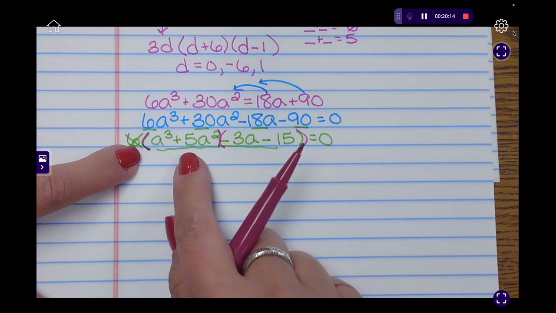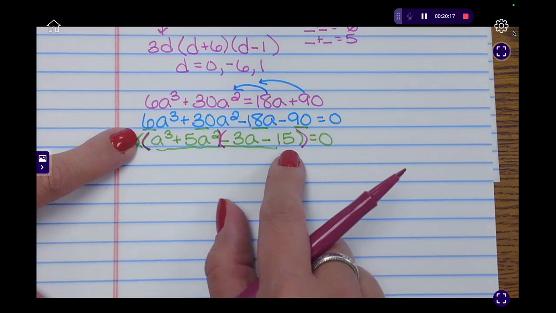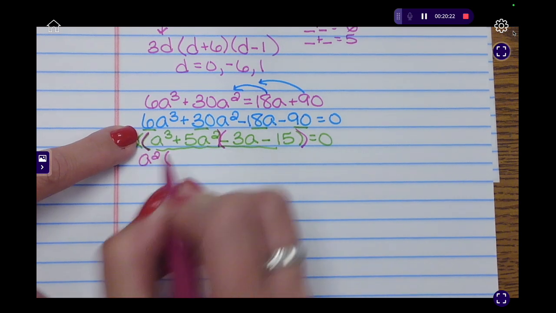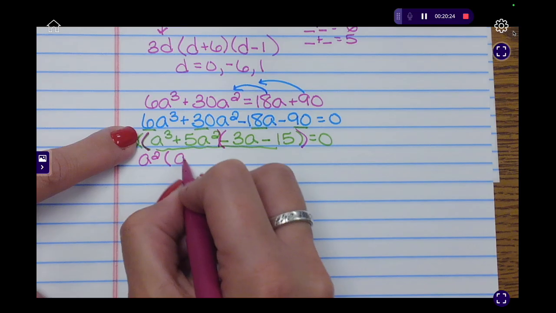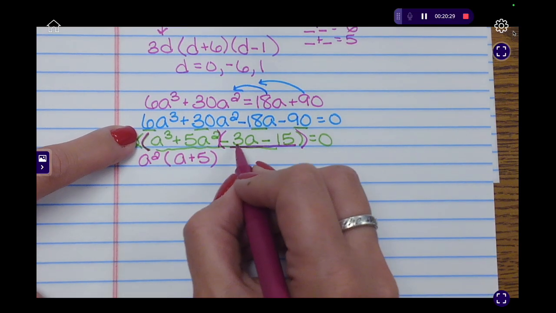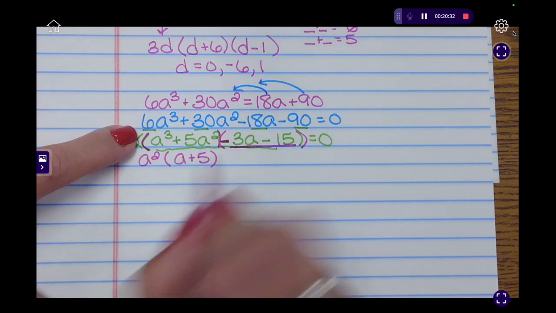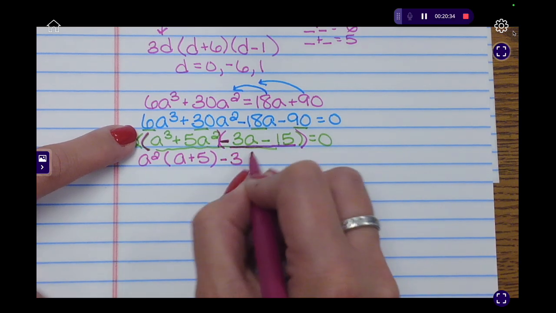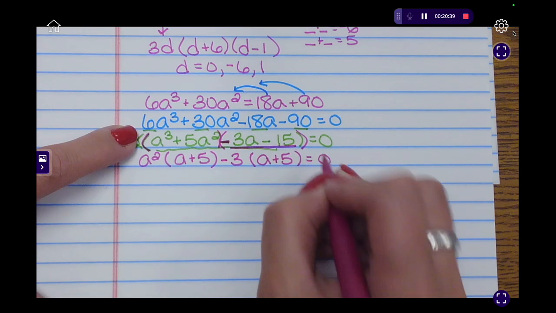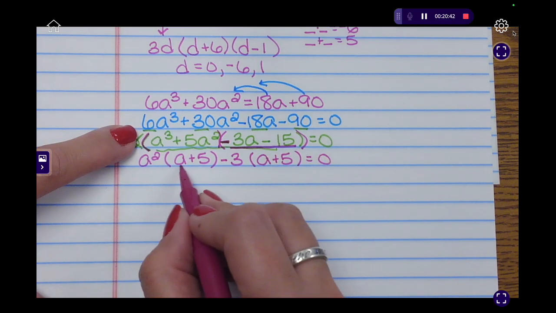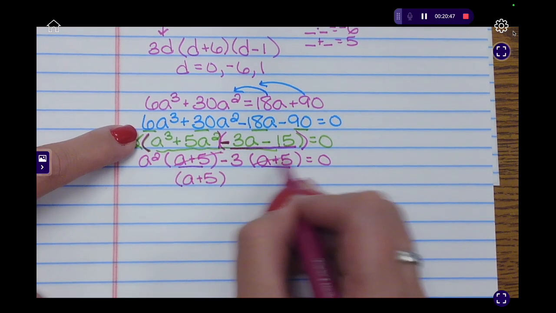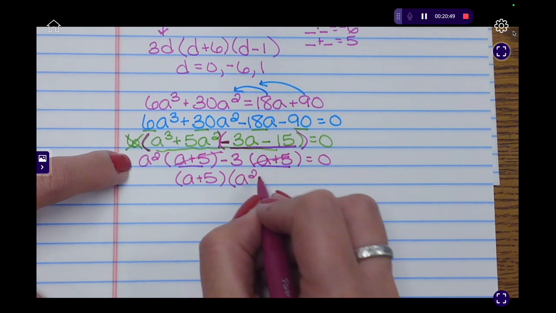That means I need to group the first 2 and take out a greatest common factor, and then I'm going to group the next two. Looking at the first one, they have a squared in common. So I can take out an a squared, and that leaves me with a plus 5. Looking here, they both are divisible by 3, and because this one is a negative, I'm going to take out a negative 3. And again, that leaves me with a plus 5. So now I've factored it out. Remember, one of my factors is what's in parentheses, and the other factor is the a squared minus 3.